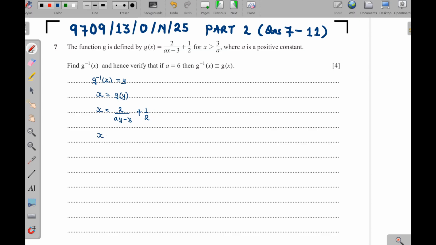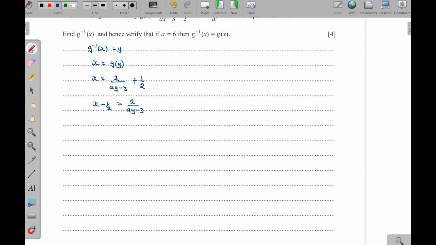Then I can take this a half to this side. We shall have x minus a half, which is equal to 2 out of ay minus 3. Okay, then we can cross multiply. So this one will multiply with this, but again, I will divide all through by this, so I will just switch these two. So we shall have ay minus 3 is equal to 2 out of x minus a half. Now take the 3 to this side. We shall have ay is now equal to 2 out of x minus a half, then plus 3.